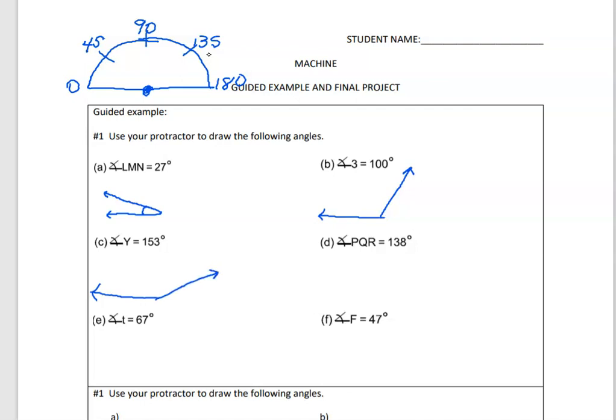138 is going to be barely over 135. So we would start at our 0 and go a little bit past 135 to 138.